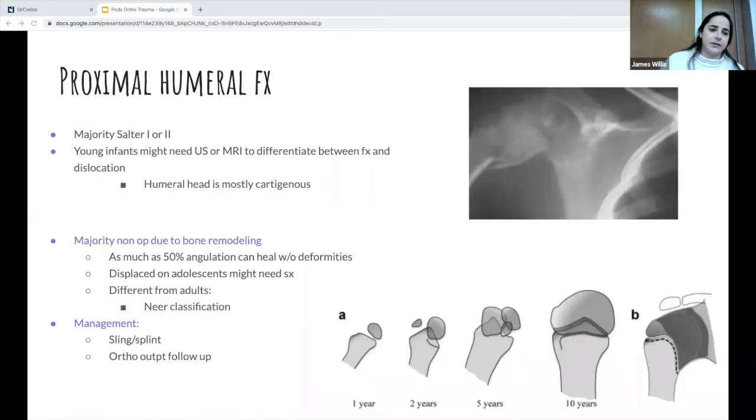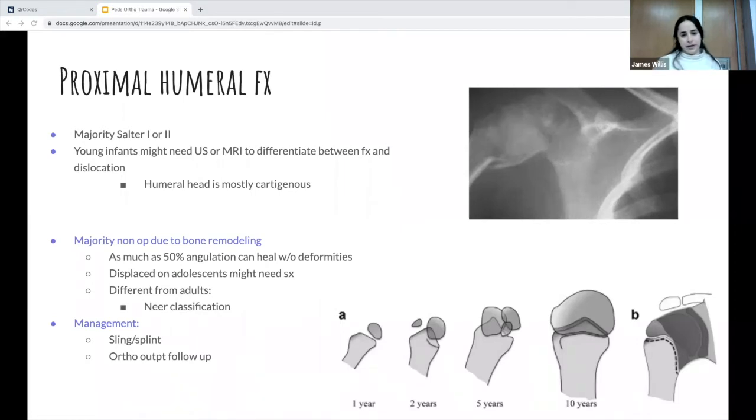But in terms of humeral fractures, these are pretty different from the adult patients because the pediatric patient is going to be mostly Salter 1 or Salter 2, and the younger the infant, the more cartilage they have. So you might need to do an ultrasound or an MRI of the actual shoulder to see if the patient has an actual fracture or a dislocation. They have pretty good bone remodeling, so they can accept up to 50% of angulation on these fractures, and they will heal without any deformities.